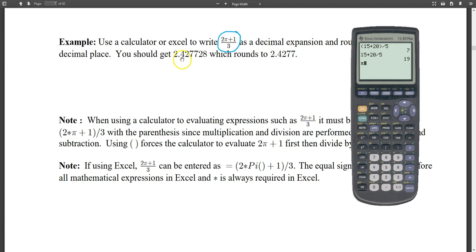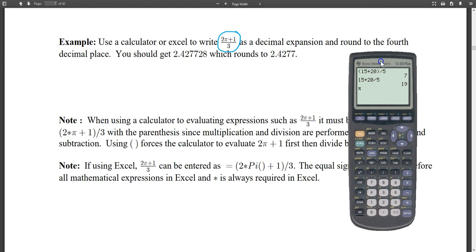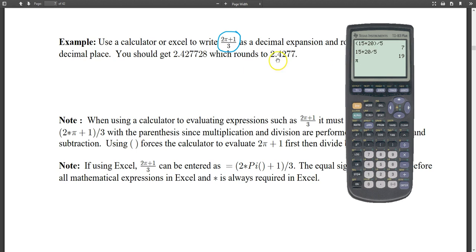You should get back 2.427728. And then if you want to round it, the problem here says to round to the 4th decimal place, you should get 2.4277. Now, assuming that you tried that, let's go over it here. So we have to enter this as parenthesis 2 times pi plus 1. Okay, so that's our numerator. We have to have it in parentheses because it's more than just a single number, divided by 3.